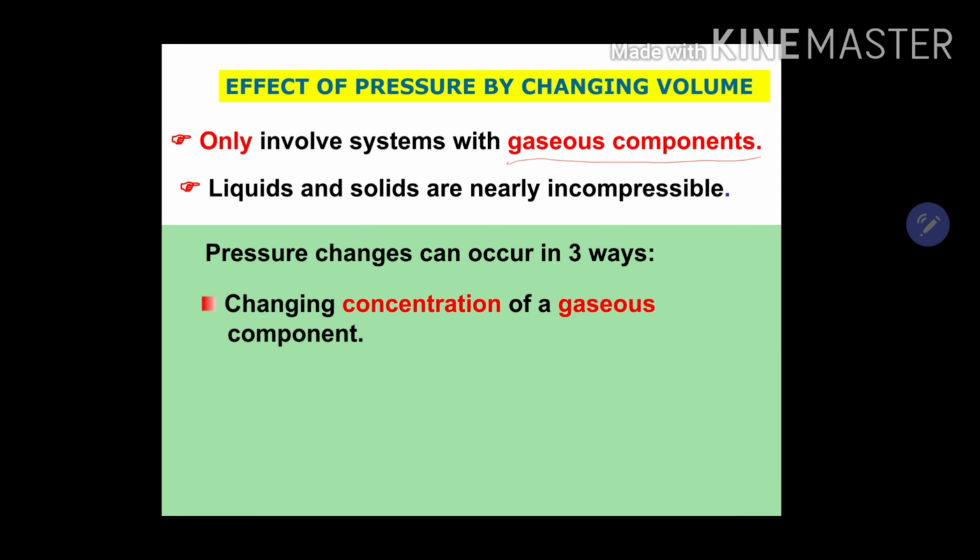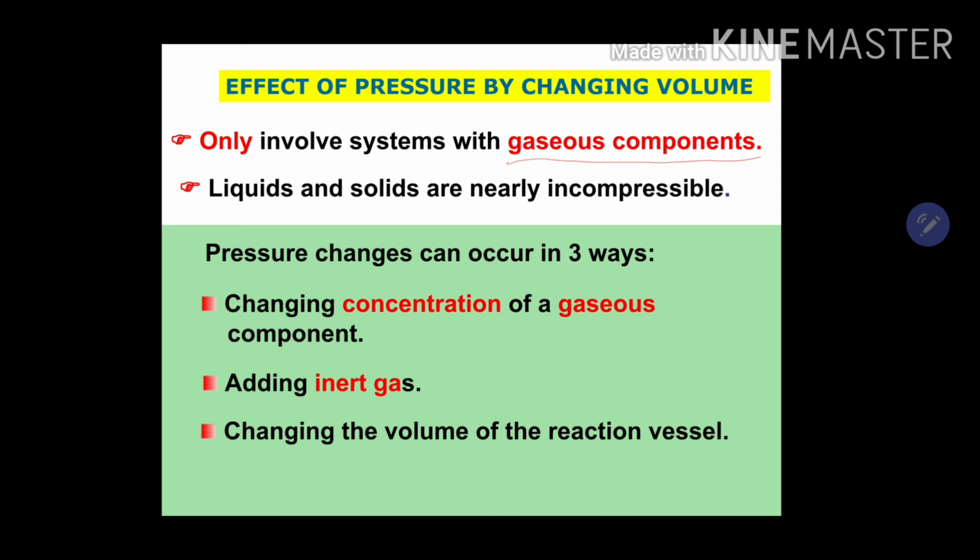The first one is by changing the concentration of a gaseous component. The second one is by adding inert gas. And the third is by changing the volume of the reaction vessel.